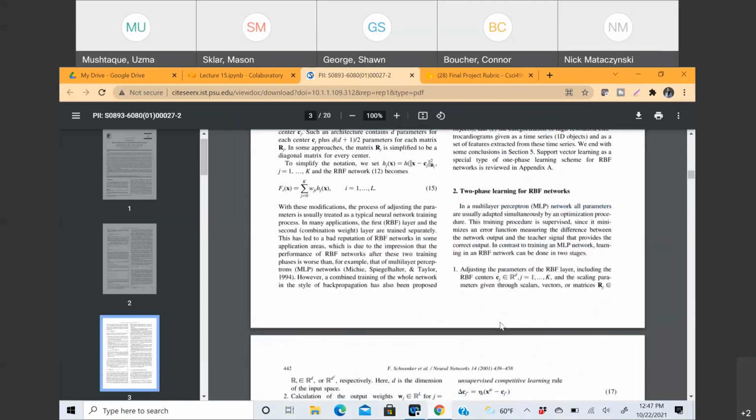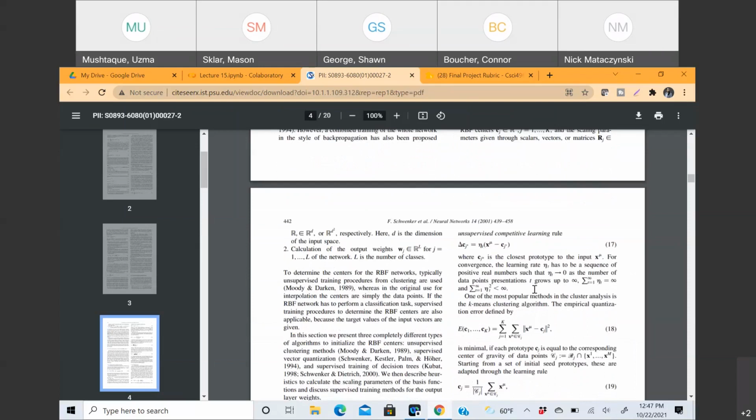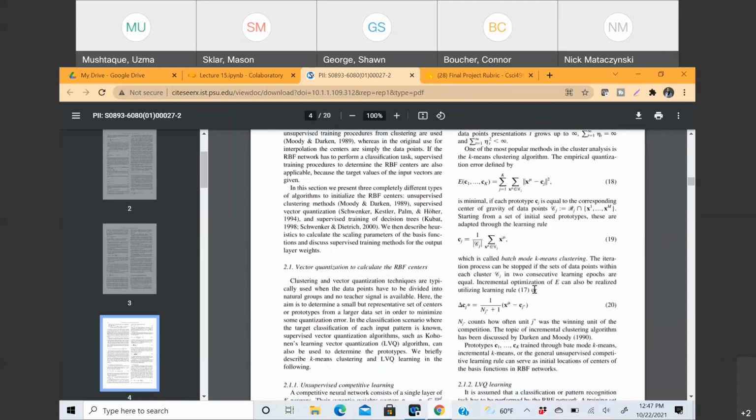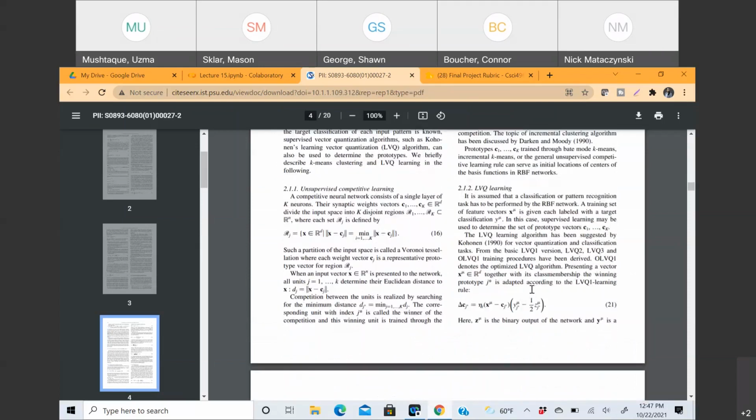But regardless, I thought this is an important paper. What they do is also show different ways of learning. One interesting approach is this competitive learning, and because we have looked at competitive learning, I wanted to emphasize this one here.